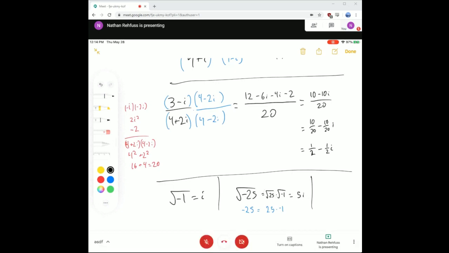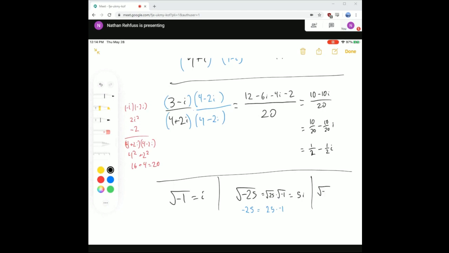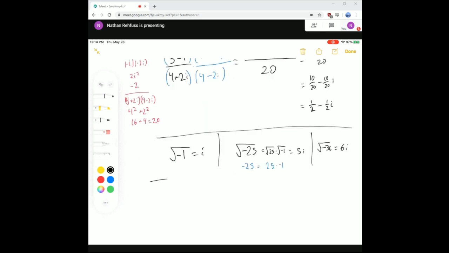So go on. What's root negative 36? Pause if you want. That's correct. It is 6i. What is root negative 32? Oh, that's a weird one.